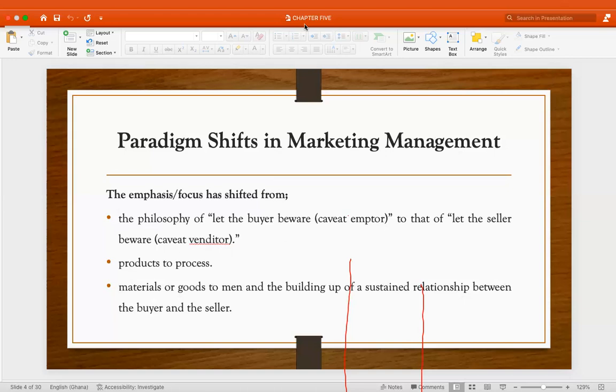Fairness in all dealings. This is just straightforward. Marketing ethics also talks about respect for human dignity. You don't just treat people as if they are not important, thinking about yourself alone. The human being is also important. Marketing ethics, information regarding the product.